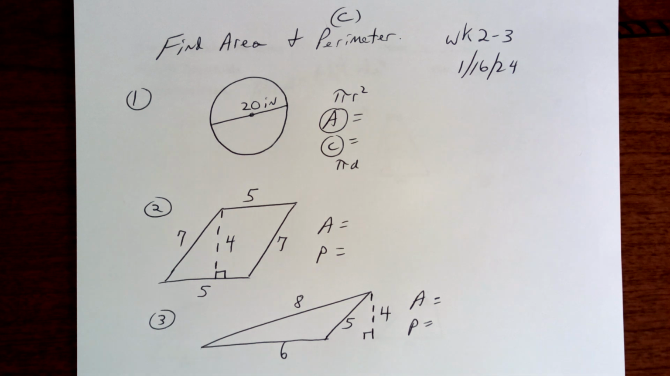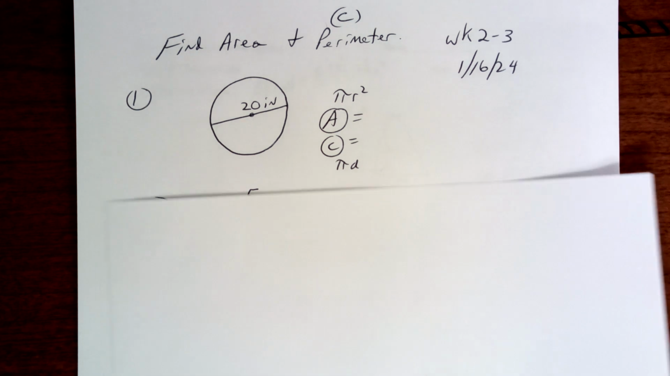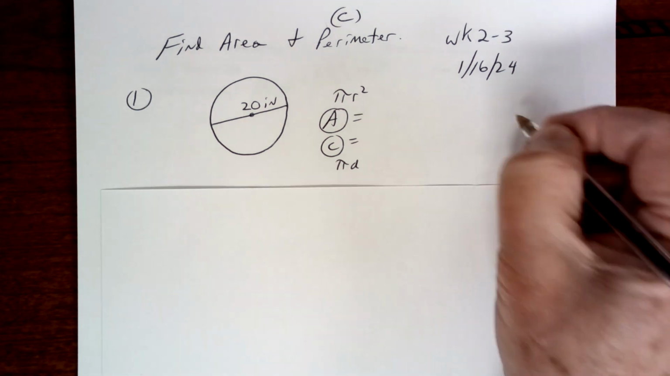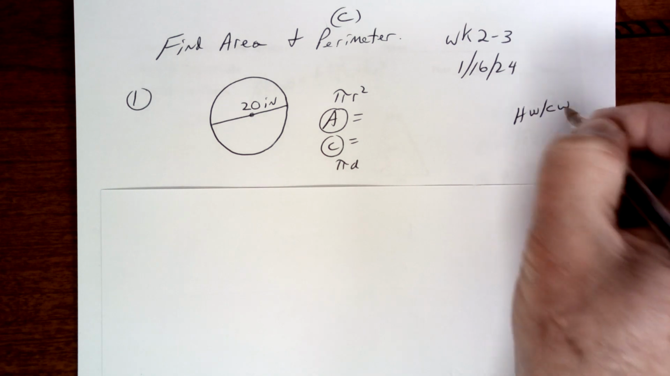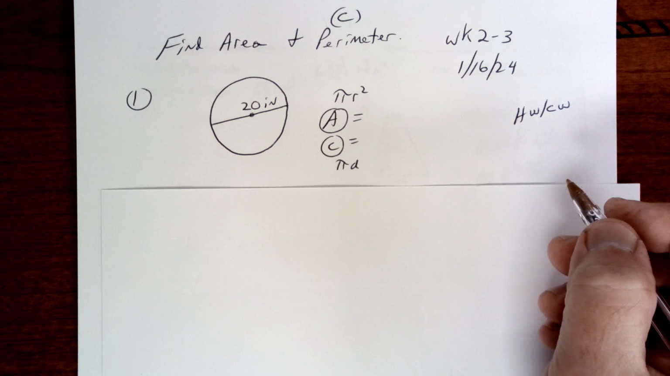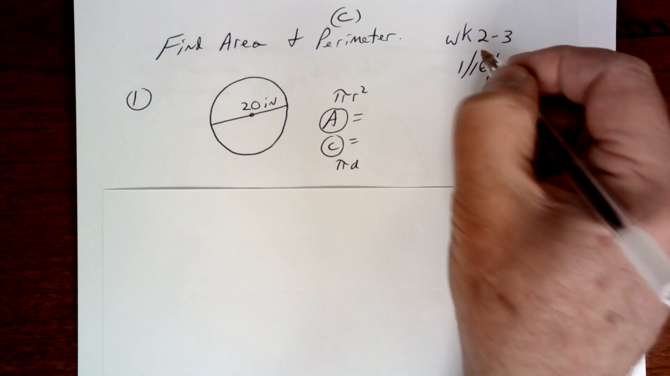Okay, so here I want you to find area, perimeter, or circumference. What we're going to do here is, and by the way, homework and classwork is due. Make sure you turn it in. I think tonight is the last night. We're in week 2-3. Here's the date.